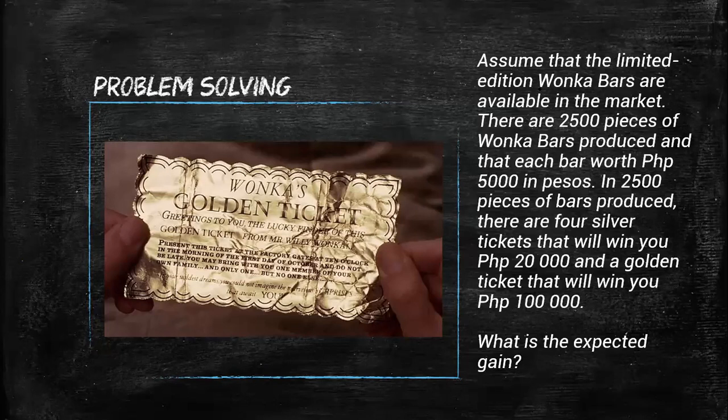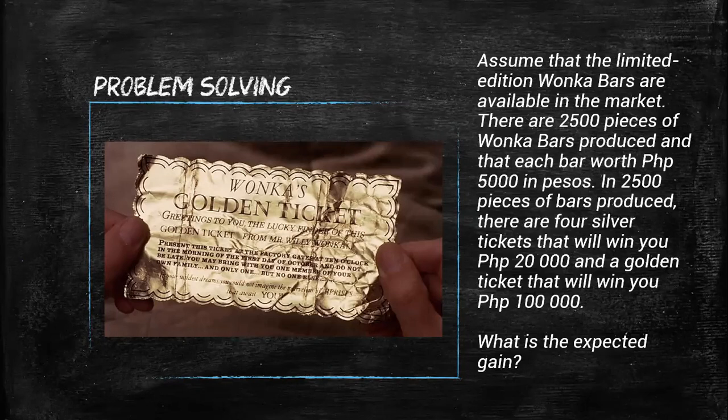Yung chance to open, sir? Yung chance para makakuha ng 4 silver and 1 gold ticket. Okay, very good. Yun yung probability, kung paano mo makukuha yung tickets. Kasi out of 2,500, ano yung chance na makuha mo yung silver or gold ticket? Ngayon, kung yun yung probability, ano ngayon yung random variable natin?